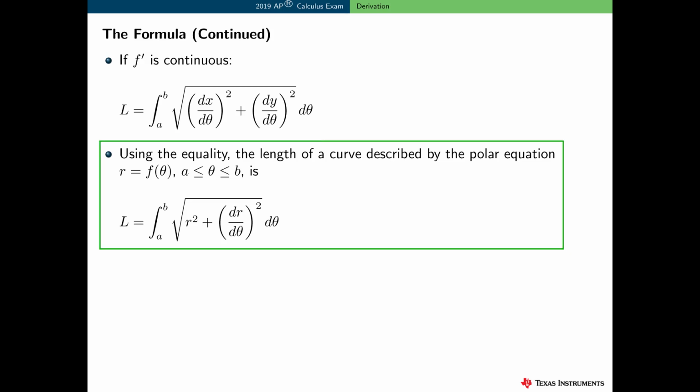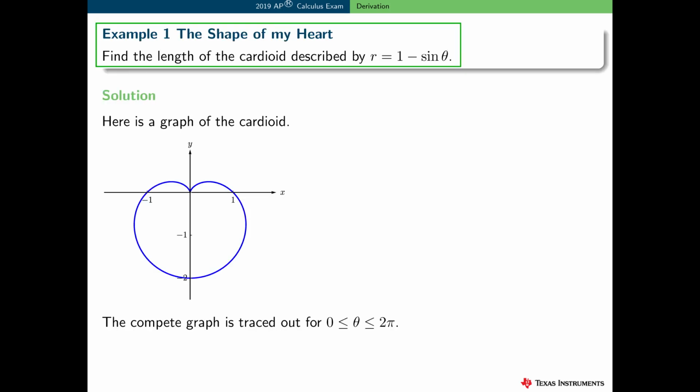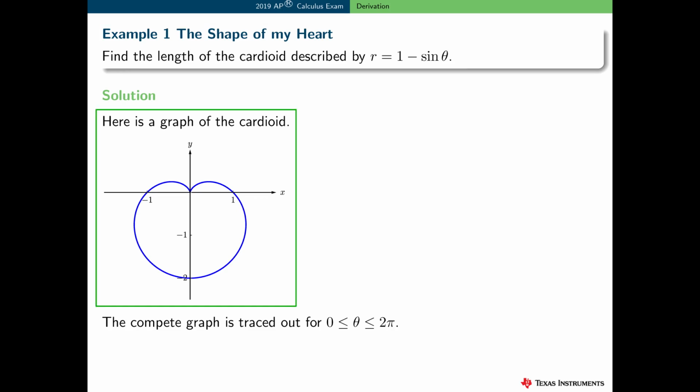So using the results we just obtained, the length of a curve described by the polar equation r equal f of theta for theta between a and b is the definite integral from a to b of the square root of r squared plus (dr/d theta) squared. Let's see if we can find the length of the cardioid described by r equal 1 minus the sine of theta. Now typically we think of a cardioid as heart-shaped. So here's a graph. Okay, I think I can see a heart here. Now note that there's some symmetry in this graph. So I could find the length of one side of the cardioid and then multiply by 2.